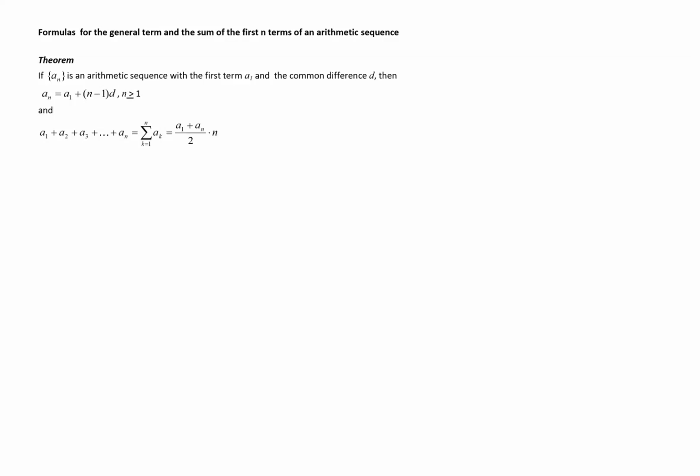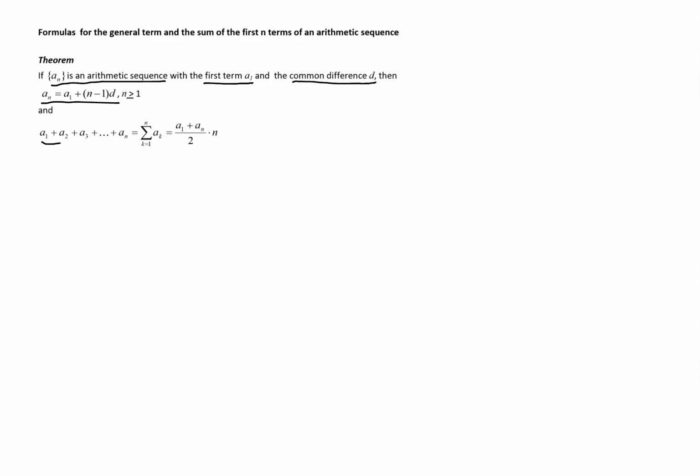The theorem shown here will give the formula for the nth term of an arithmetic sequence as well as the formula for the sum of the first n terms of such a sequence. So if a sub n is an arithmetic sequence with the first term a sub 1 and the common difference d, then the nth term of that sequence is a sub 1 plus n minus 1 times d for any n that is greater or equal 1.